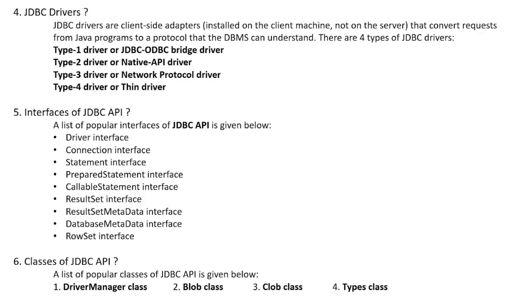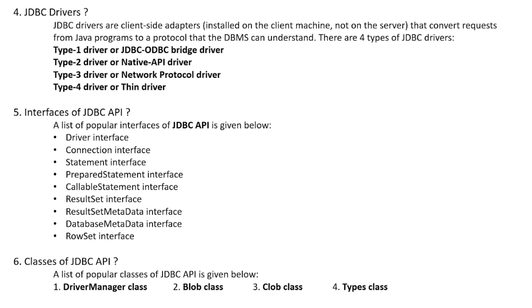Question 4. JDBC drivers. Answer. JDBC drivers are client-side adapters, installed on the client machine, not on the server, that convert requests from Java programs to a protocol that the DBMS can understand. There are 4 types of JDBC drivers. Type 1 driver or JDBC ODBC bridge driver. Type 2 driver or native API driver. Type 3 driver or network protocol driver. Type 4 driver or thin driver.